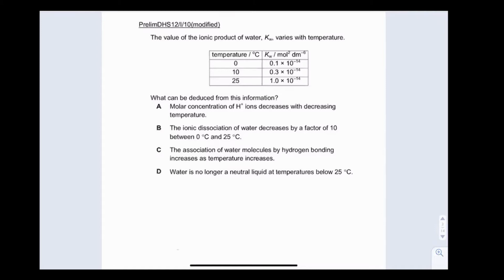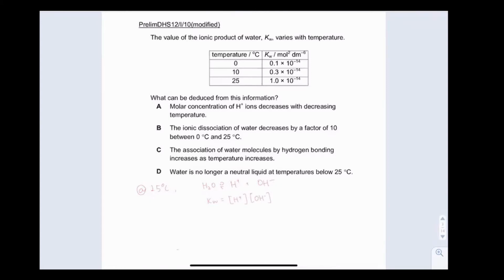So what we have here at 25 degrees Celsius, we have the ionic product of water. Ionic dissociation of water occurs when one molecule of water dissociates to give you 1 mole of H plus ions and 1 mole of OH minus ions. So over here, Kw, which is a kind of equilibrium constant, is equivalent to the concentration of H plus times the concentration of OH minus.